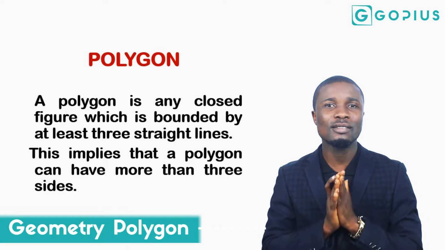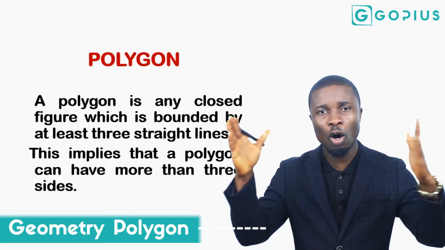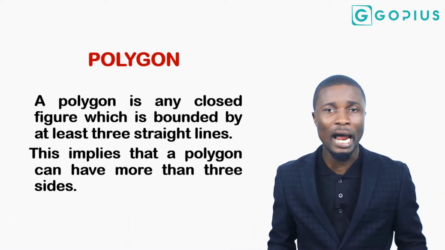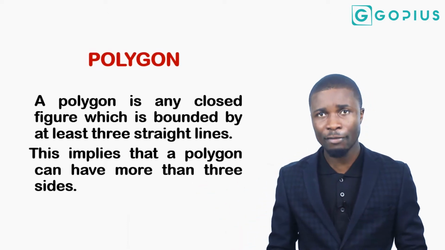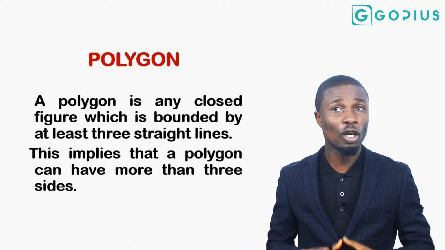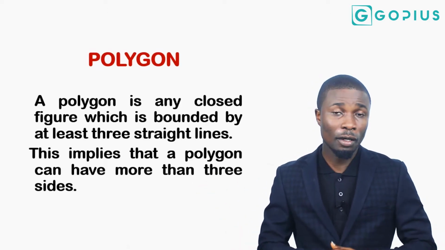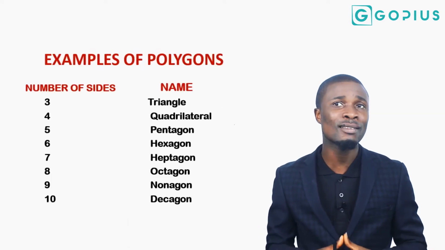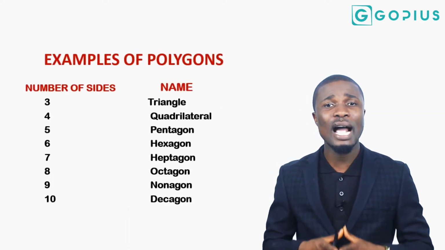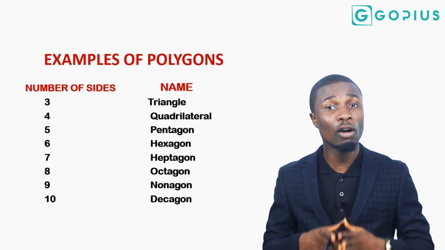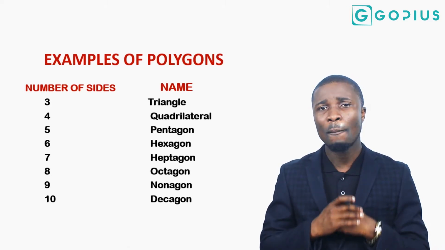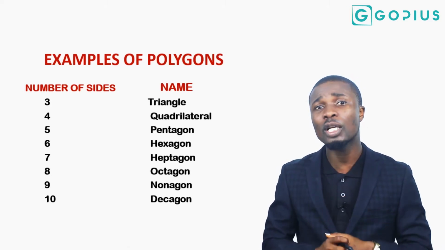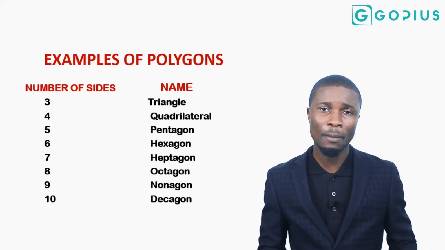So a polygon is just a closed shape, that is, all the sides are closed together. There is no open side left. So a polygon is any closed figure which is bounded by at least 3 straight lines. And on the next screen you can see that polygons are named according to the number of sides they possess.